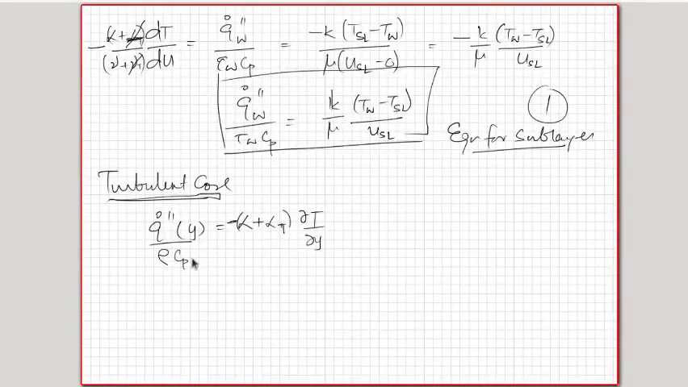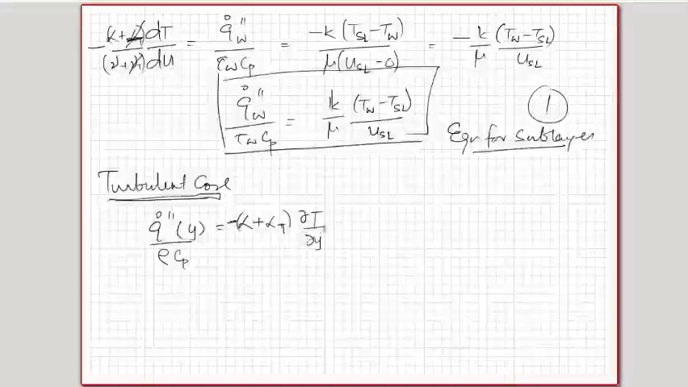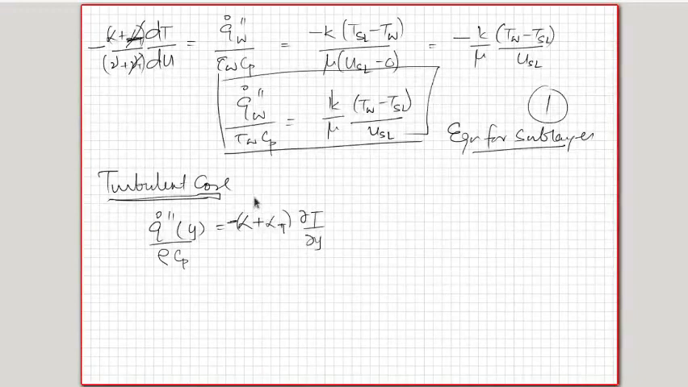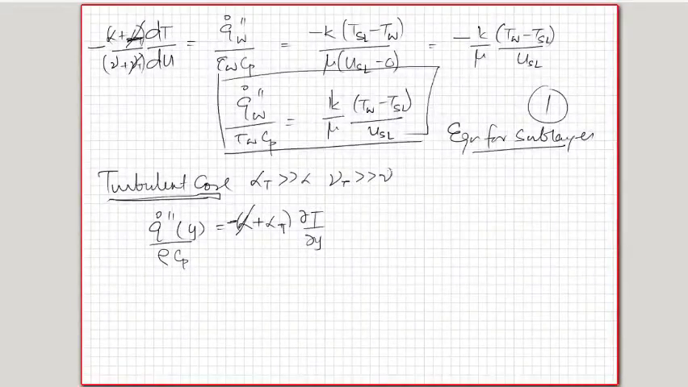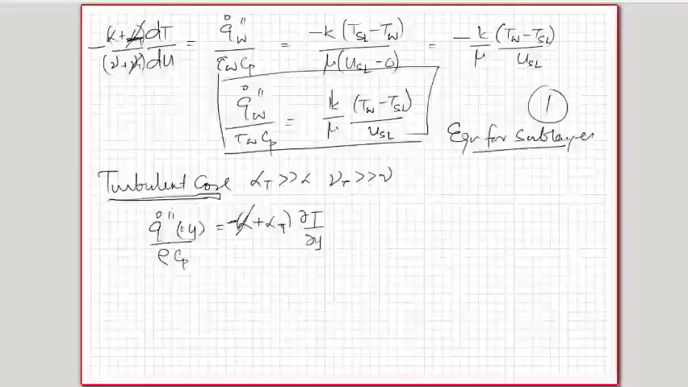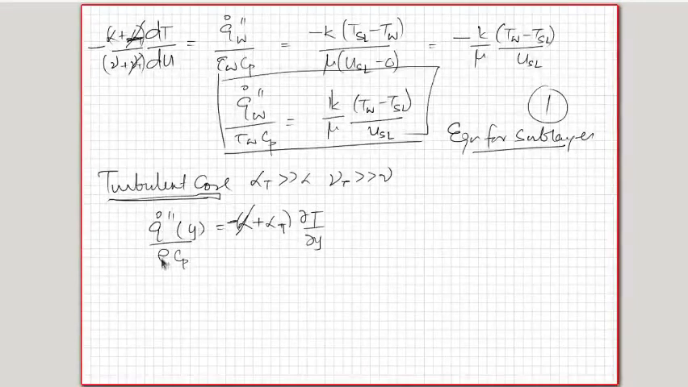So this q dot by rho Cp would be equal to minus alpha plus alpha t into del T by del y. And since it's a turbulent core, alpha is negligible because alpha t is much greater than alpha, and nu t is much greater than nu. So this alpha is negligible and this minus would be there. So you can write this as q dot double prime at any y divided by rho Cp is equal to negative alpha t times del T by del y.